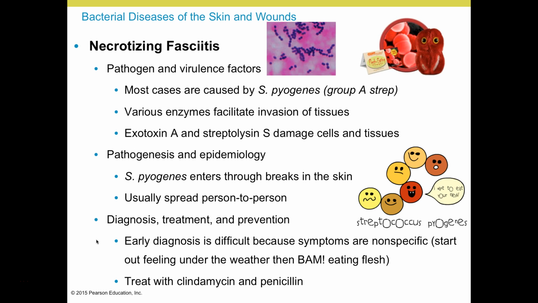Your pathogenesis, well, how does it happen? Because of the streptolysin, your Strep pyogenes enters through the skin by breaking it, and it can be spread from person to person. It is diagnosed, well, it's actually difficult because the symptoms are not that easy to diagnose. You start feeling under the weather, like you have some kind of common cold, but then, boom, it hits you really hard. It is treated with different types of antibiotics, as you can see, clindamycin and penicillin.